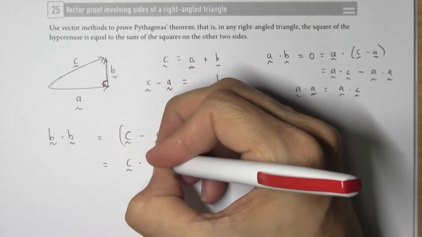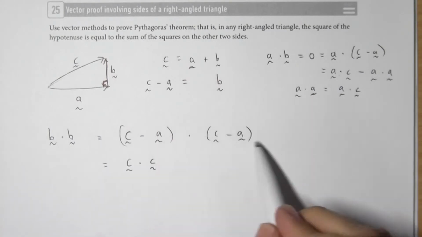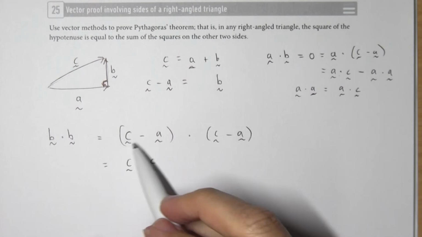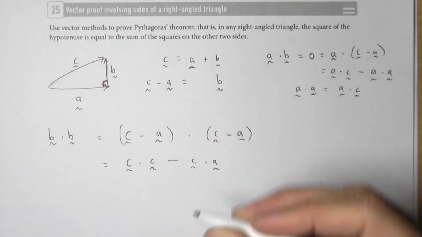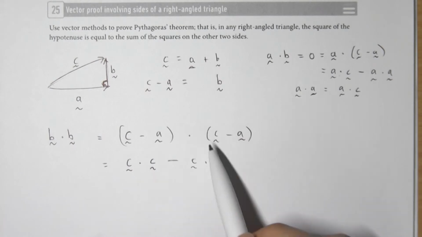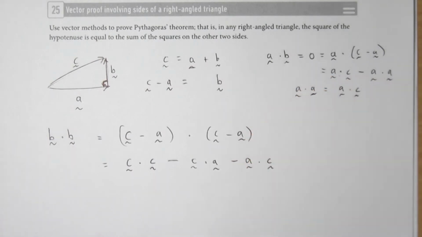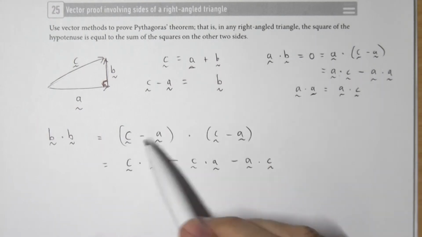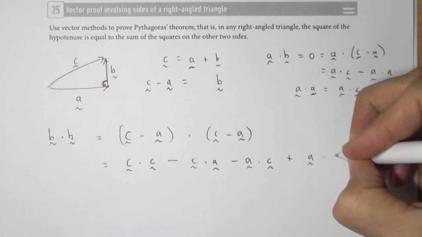That's C dot C first. Outside is C dot A, minus C dot A. Inside is A dot C, minus A dot C. And the last is A dot A, and it will be plus two negatives. Plus A dot A.